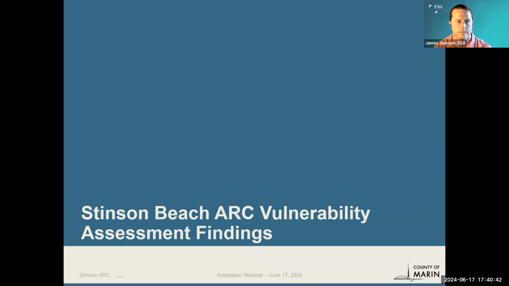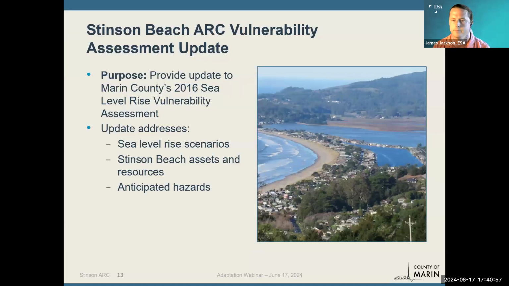I'm going to take a few minutes to give a brief overview of our vulnerability assessment update, and then I'll get into more on our latest documents on adaptation measures. First of all, we updated the sea level rise vulnerability assessment, building on the county's prior assessment of the coastal areas in Marin on the Pacific side, which was conducted in 2016. This update specifically for Stinson Beach addresses the sea level rise scenarios and combined storm conditions. It incorporates new information on Stinson Beach assets and resources, as well as the different coastal hazards that are relevant to the Stinson Beach community. Next slide, please.